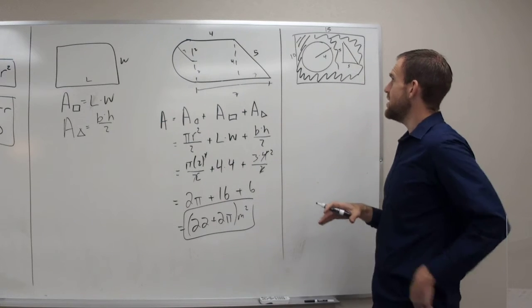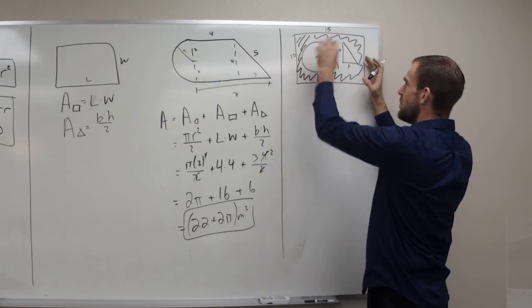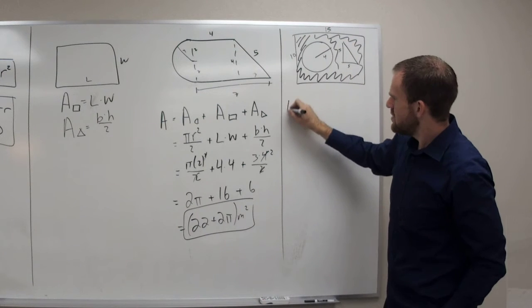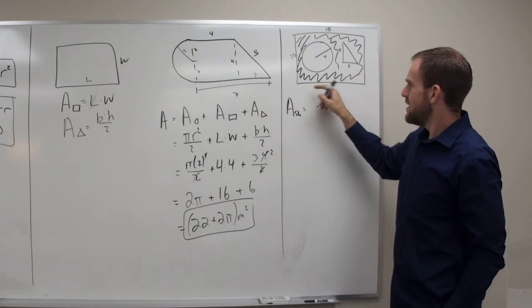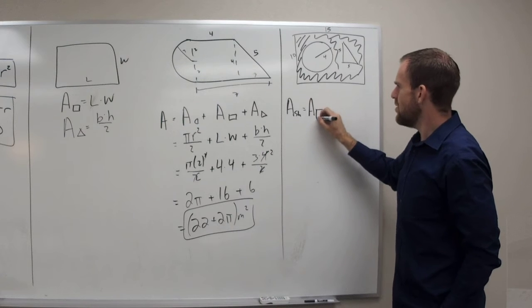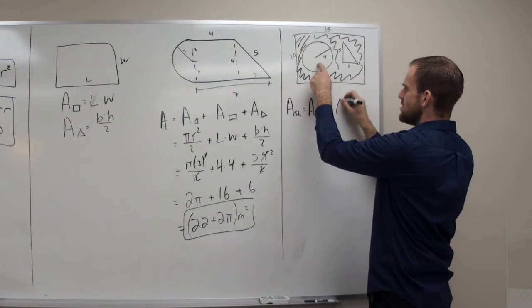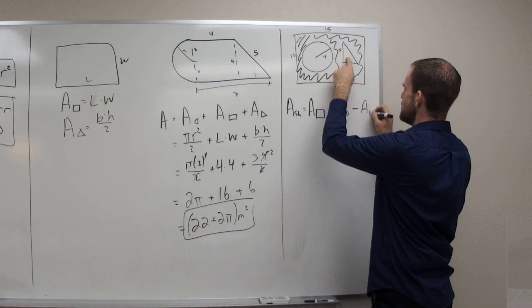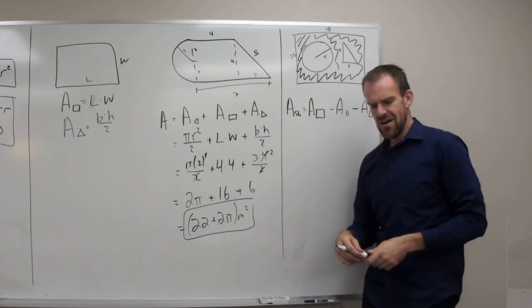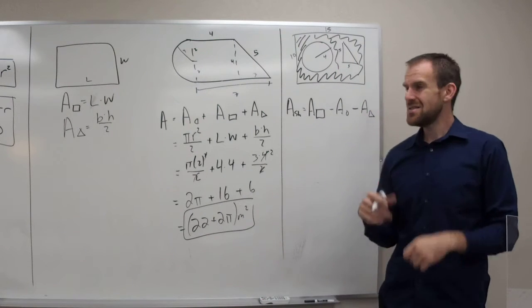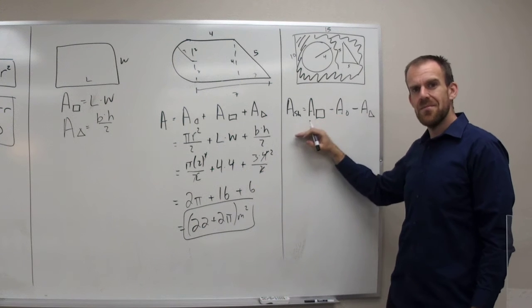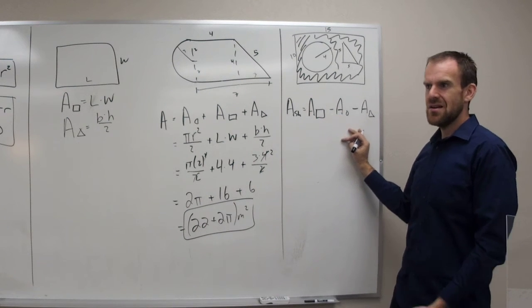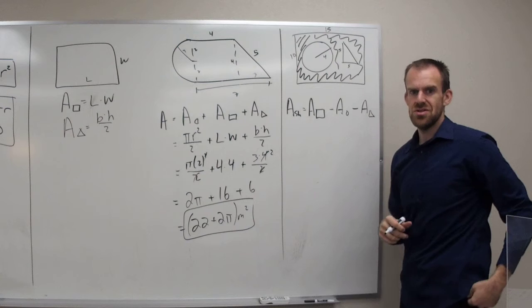So what I'm going to do here is take the big shape and remove the two little ones. So it looks like the area shaded is the area of the big rectangle minus the area of the circle minus the area of the triangle. I have to write that out, and in fact, on your quizzes, I just ask you to write out the first step. This is the answer. That's it. It's the area of the whole thing minus the two shapes.